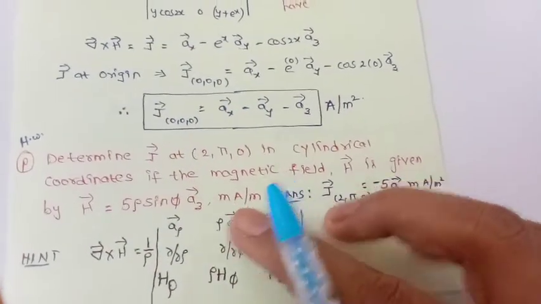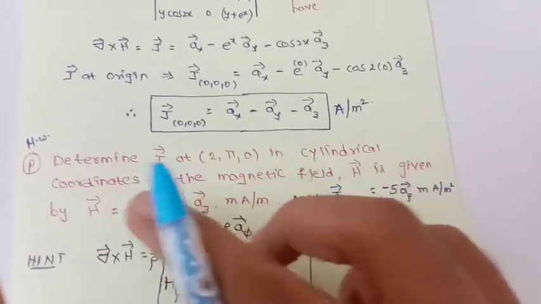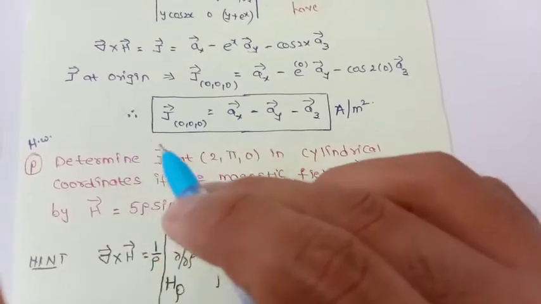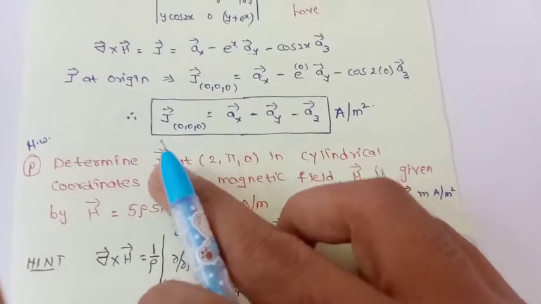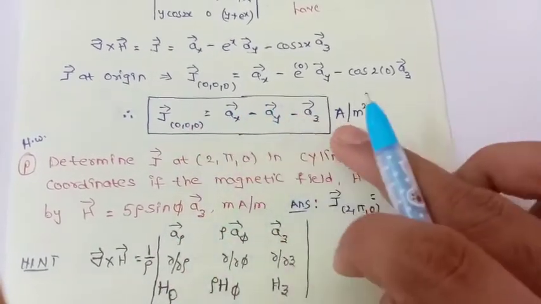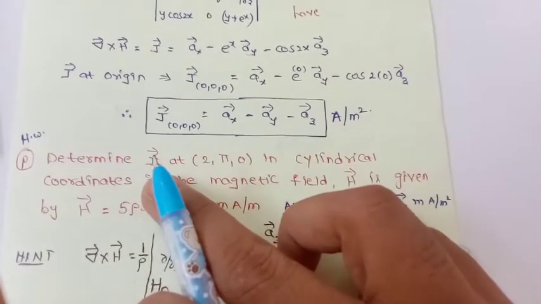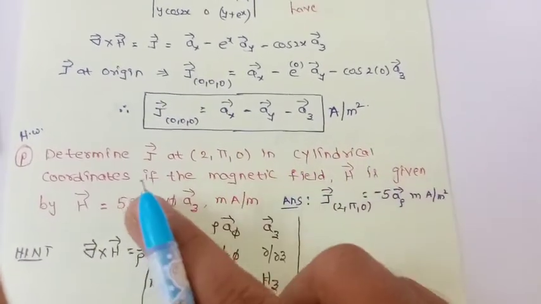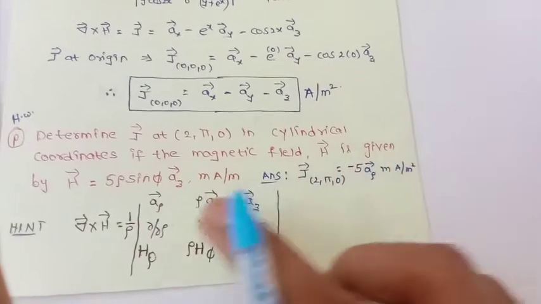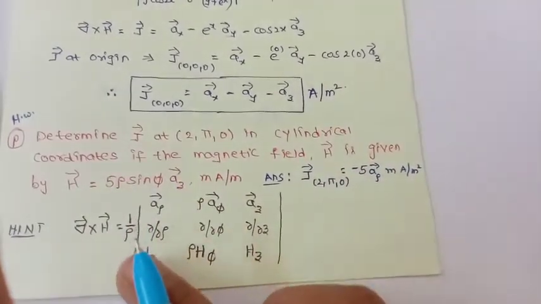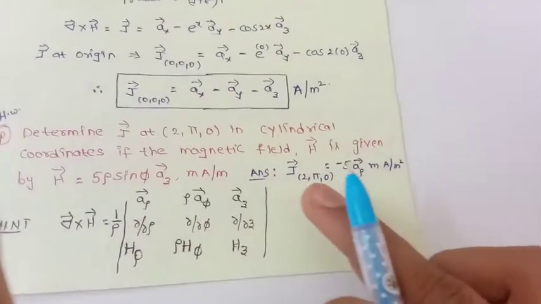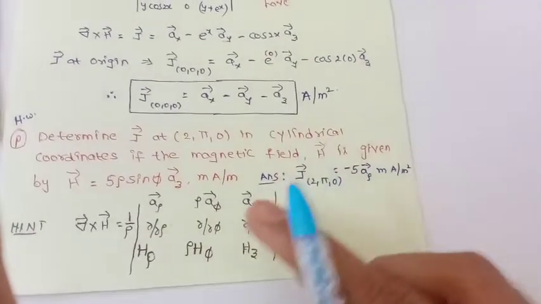Now do this problem on your own. Determine the current density. What is the unit of current density? Ampere per meter square. Very important. Okay, determine the current density at this point in cylindrical coordinates. If the magnetic field H is given, see here they have set it in cylindrical coordinates, so you have to use this formula. The answer is this. Is it clear? Do this problem on your own.